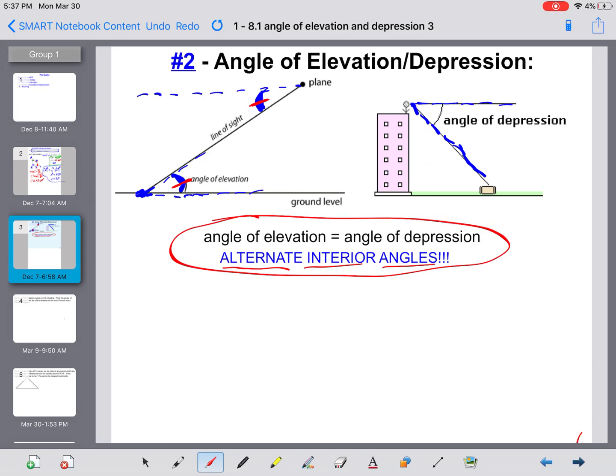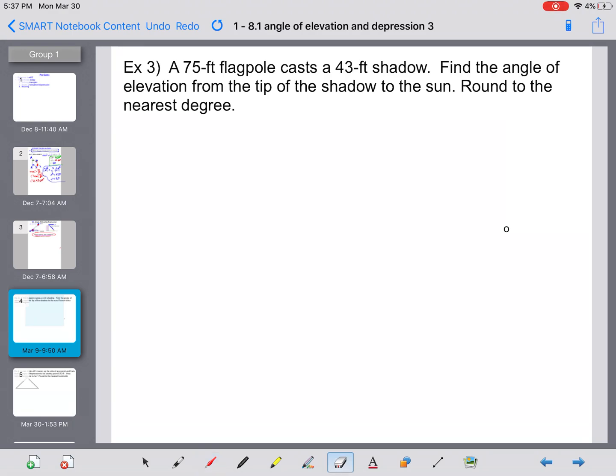Okay, let's try a problem with angle of elevation and depression. So here's the first thing. We have a 75-foot flagpole that casts a 43-foot shadow. We want to find the angle of elevation from the tip of the shadow to the sun. I don't know why this little circle thing's there. I'm going to try to get rid of it.